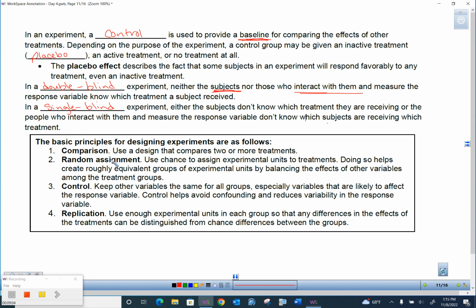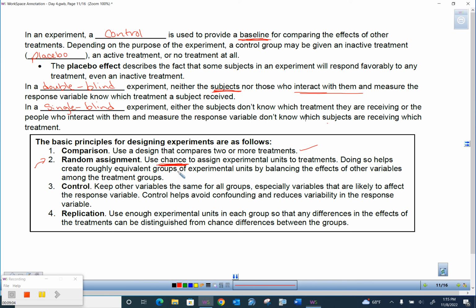The principles for designing experiments look like this. Comparison: we have to compare two or more treatments. We have to split them up into groups somehow. We talked about observational studies where that necessarily wasn't happening. They weren't randomly assigned, and that's our next one here. So we couldn't compare. We didn't have baseline data to do that. Random assignment: we want to make sure it's chance. Usually a random number generator is our best bet there, but it decides who goes to what treatment.